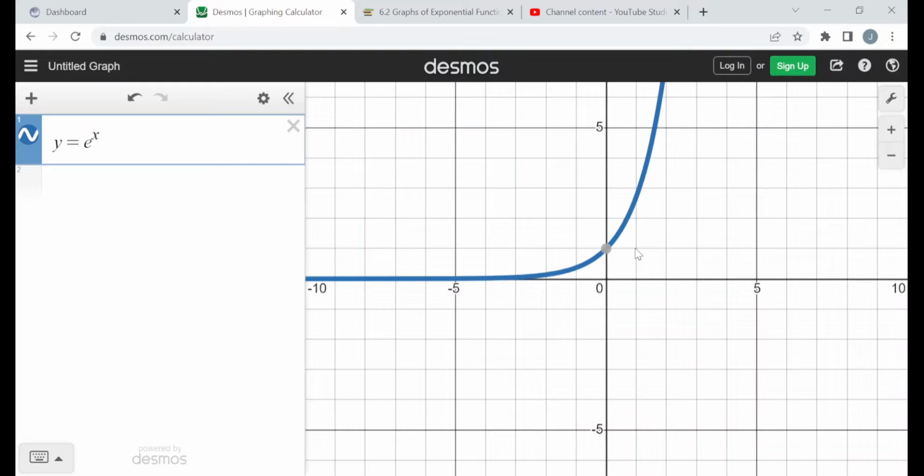And that's really the only time the range will change, is when I perform some sort of vertical transformation, whether it be a vertical reflection or a vertical shift up and down.